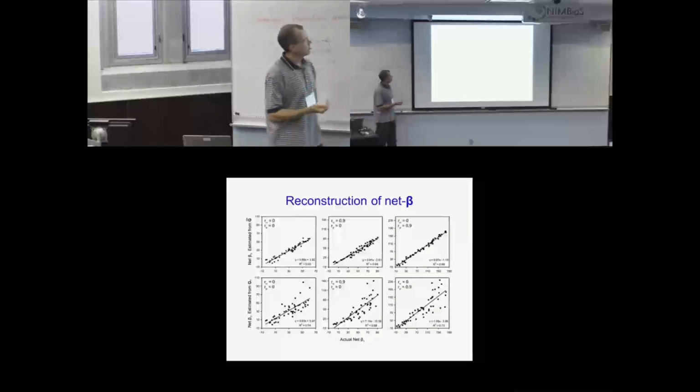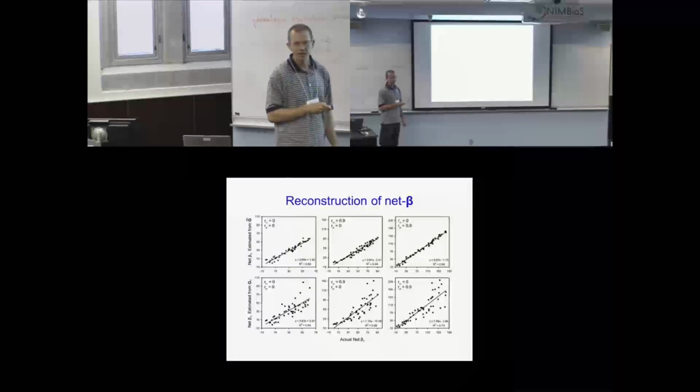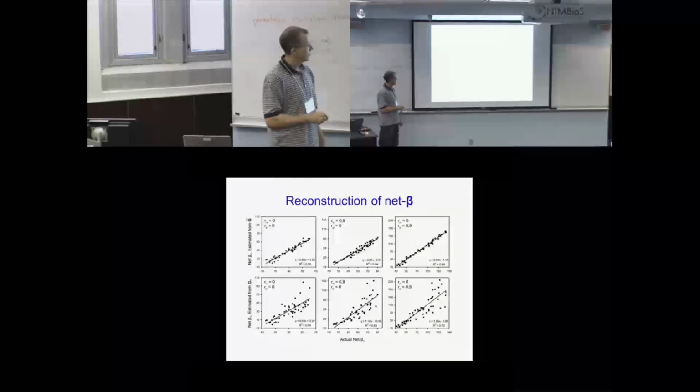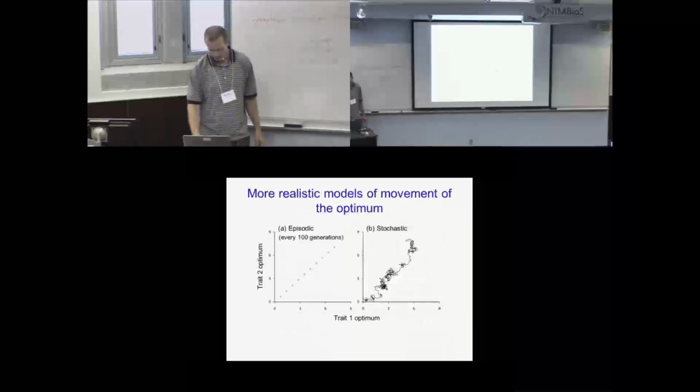All right, what about reconstructing net beta? Well, it turns out that we addressed this in one of our papers. If you know the average G matrix over the entire run, just the average, you get a pretty accurate reconstruction of net beta. If you only know the contemporary G matrix, which would be the G matrix at the very end of the run, you can still kind of reconstruct net beta, but there's a lot of noise under some circumstances, right? So the reconstruction of net beta should be taken with a little bit of a grain of salt.